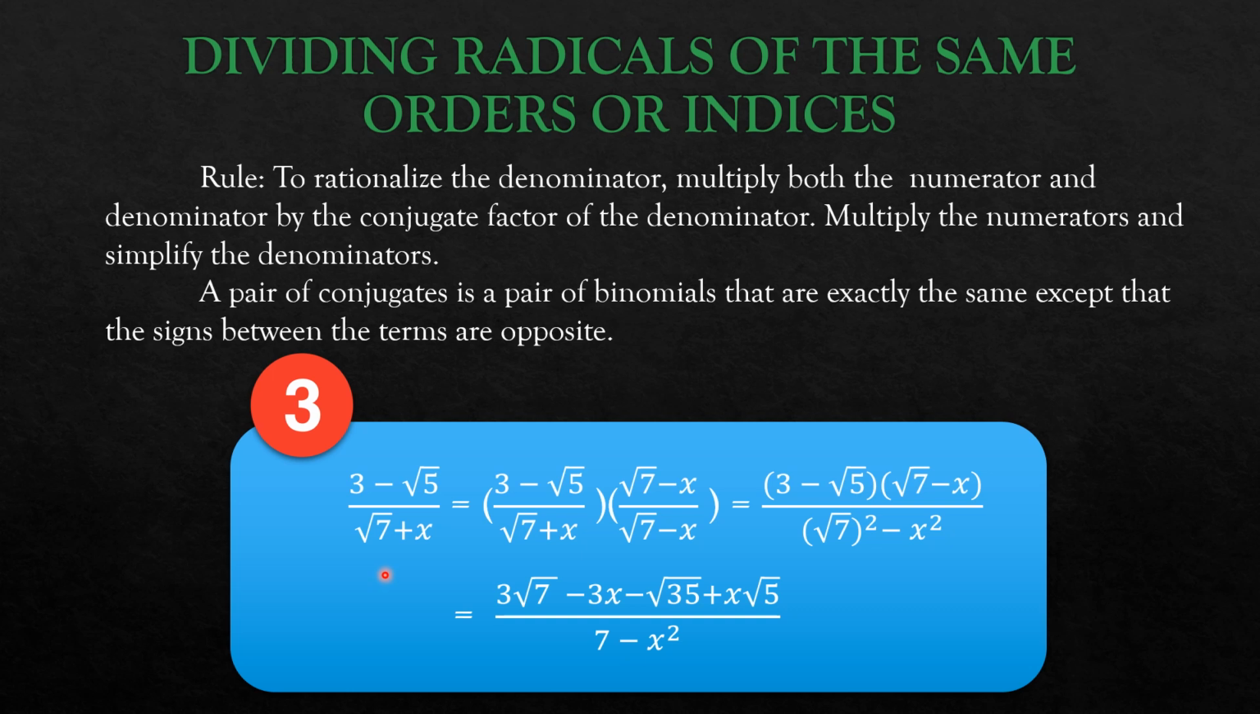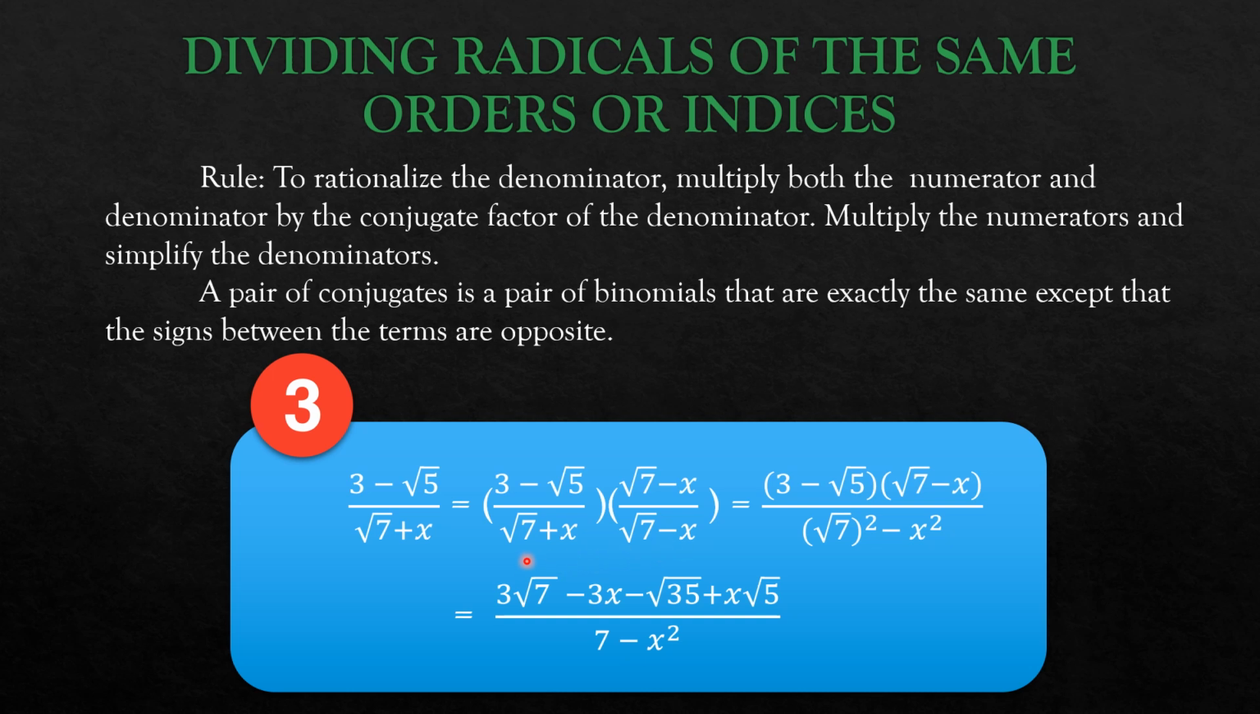So, as you can see, they are binomials. Binomial divided by a binomial. And, of course, since we are not allowed to have a radical in the denominator, we really need to rationalize. So, in rationalizing a binomial, what we do is multiply both the numerator and the denominator by the conjugate factor of the denominator. When we say conjugate factor, here it is square root of 7 plus x. So, its conjugate is square root of 7 minus x.